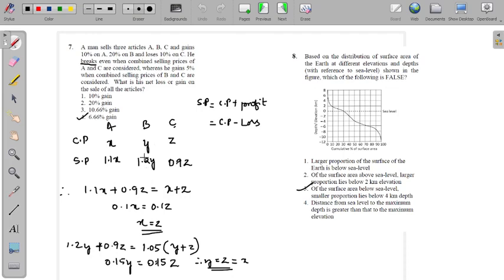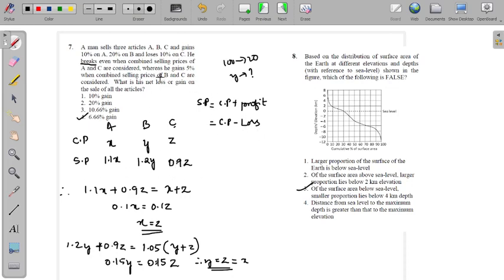Similarly, the selling price of B is cost price plus profit. How to calculate the profit here? 20% on B means, for the cost price y, 20y by 100, that is nothing but 0.2y. So 0.2y plus the cost price gives 1.2y. Next, similarly, 10% loss on C. For the second problem, you have to write this formula: 1z minus 0.1z. That gives you 0.9z. This is the selling price.